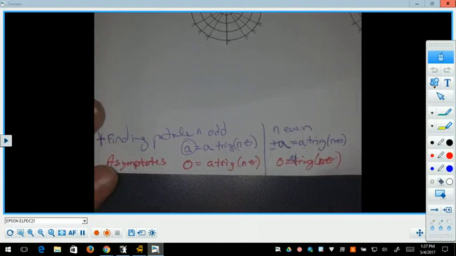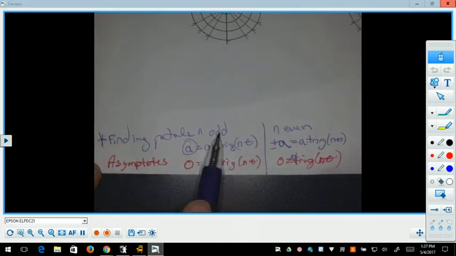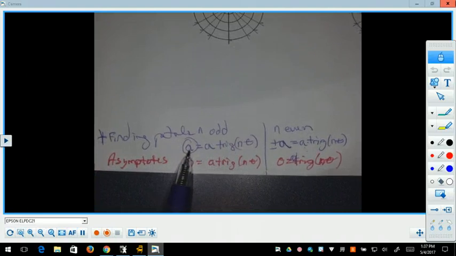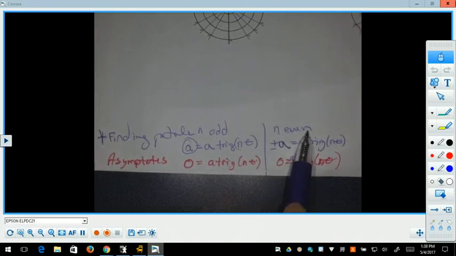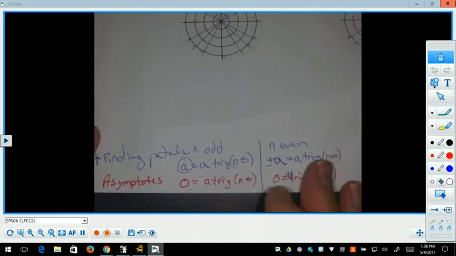So it's the same equation for all of them. It's just, for odd, if you want the petal tips, you set it equal to A. For asymptotes, equal to 0. If it's even, for the petal tips, plus or minus A. For the asymptotes, set equal to 0.